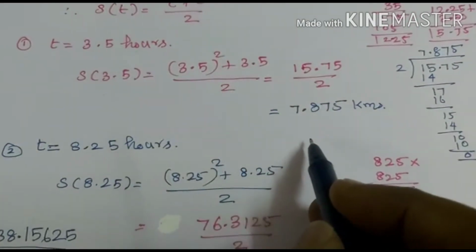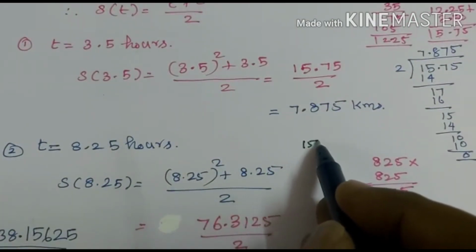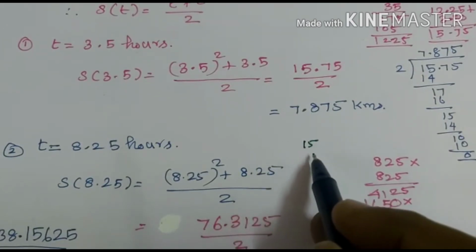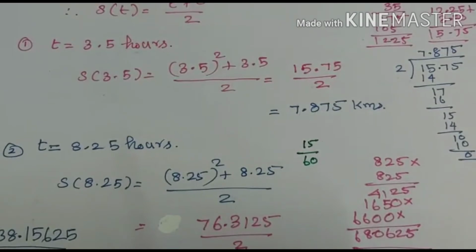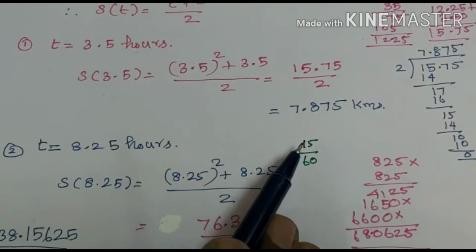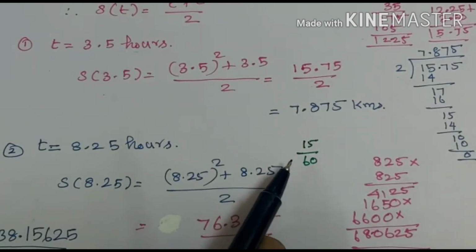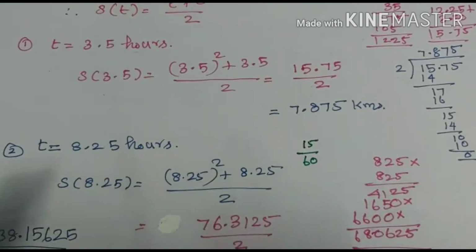So how many minutes are given? 15 minutes are given, so it is converted into hours. Very simple: divide by 60, because 60 minutes is equal to 1 hour. So whenever minutes are given in your sum, just simply divide by 60 and it is converted into hours.